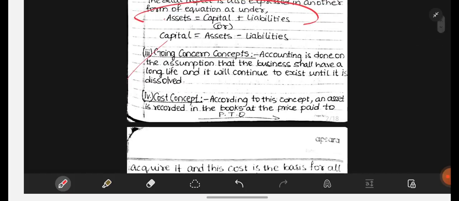Any business will be starting with a future goal, meaning it wants to exist in the market with the competition. It does not want to wind up the business.